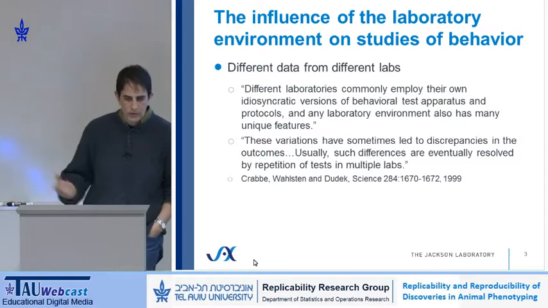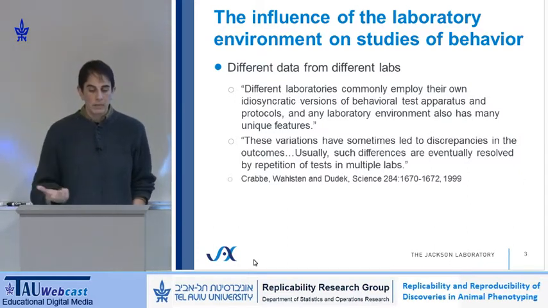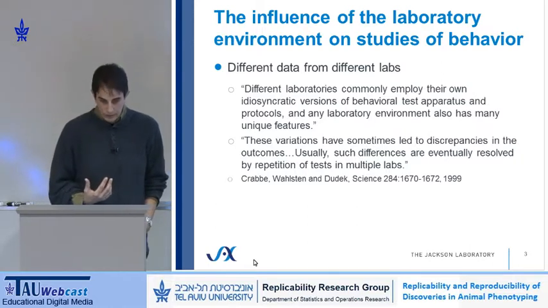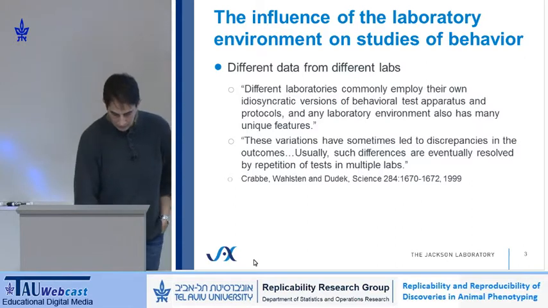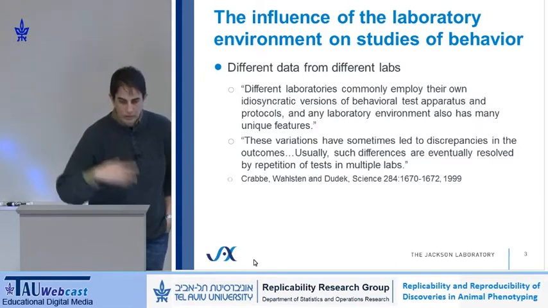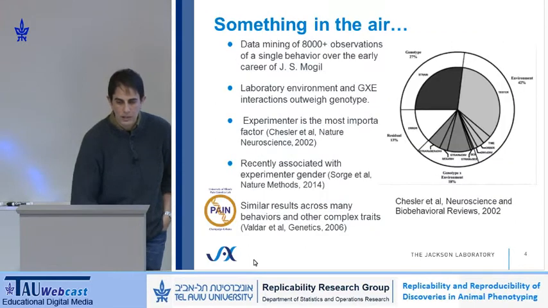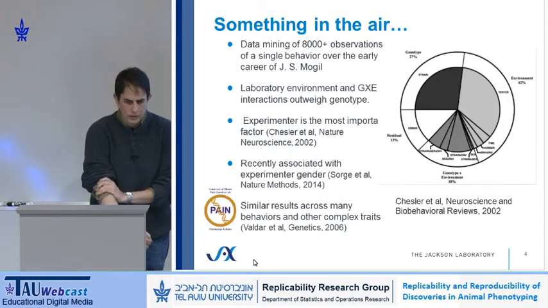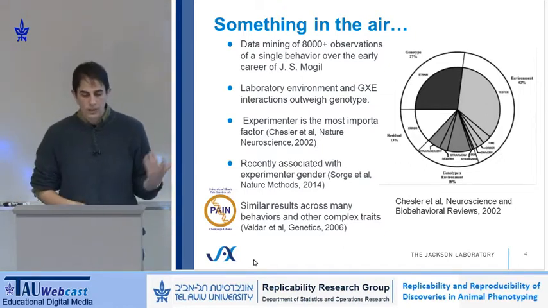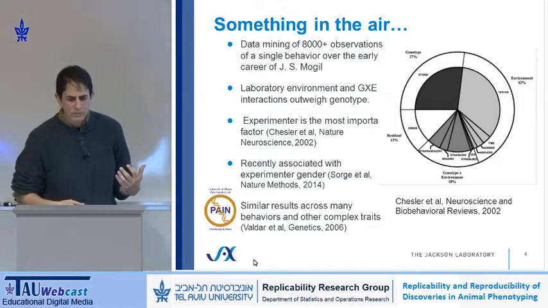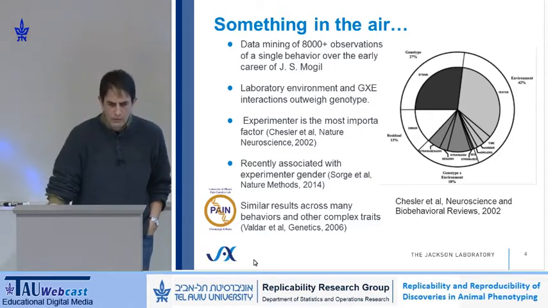So we've heard before that there's different data from different labs, that the laboratory environment has an influence on all studies of behavior, and that these do lead to discrepancies among the outcomes that can be resolved eventually if we repeat enough tests in enough labs. Jeff Mogul and I, unfortunately Jeff couldn't be here, went through data mining of every single observation of the same behavior in his lab. It was kind of compulsive, but he did enter all these into one form, so we were able to do this.